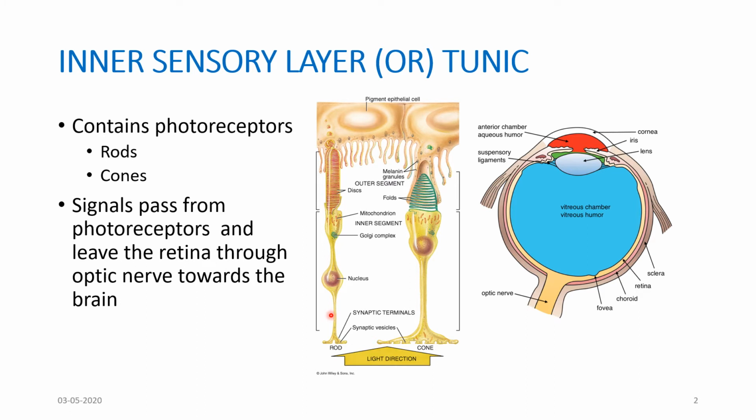The inner sensory layer or tunic, which is a nervous layer, contains the photoreceptor cells. They are the rods and cones. The signals pass from photoreceptors and leave the retina through the optic nerve towards the brain. So you are seeing the cut section of the eyeball showing the inner layer. This is the retina part.